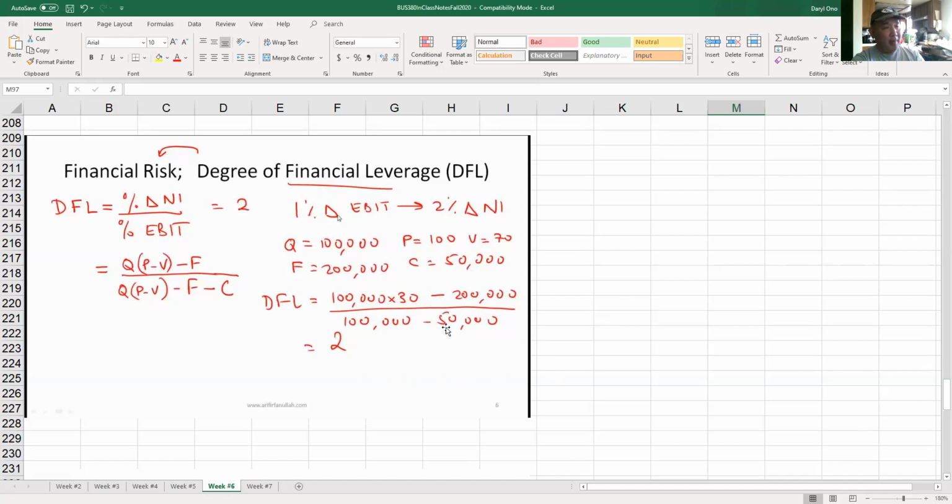So again, the bigger the interest cost, the greater your degree of financial leverage will be. And again, where does degree of financial leverage come from? The degree of financial leverage comes from borrowing costs, loans, bonds. Do you have any questions? Any questions? No. Okay.